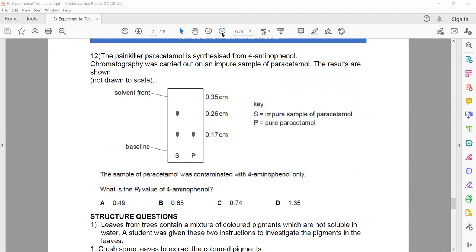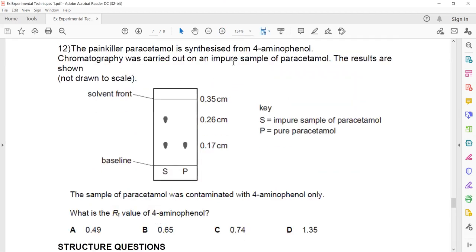In question 12, the painkiller paracetamol is synthesized from 4-aminophenol. This 4-aminophenol is the name of a compound which is used to manufacture paracetamol. It's a painkiller. Chromatography was carried out on an impure sample of paracetamol. The sample of paracetamol is contaminated with 4-aminophenol. What is the meaning of contaminated? It means the paracetamol contains 4-aminophenol as well.